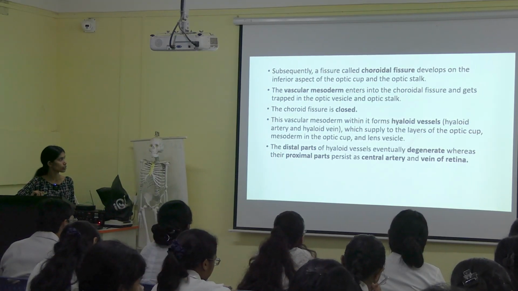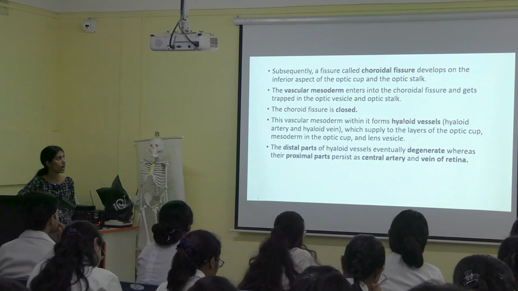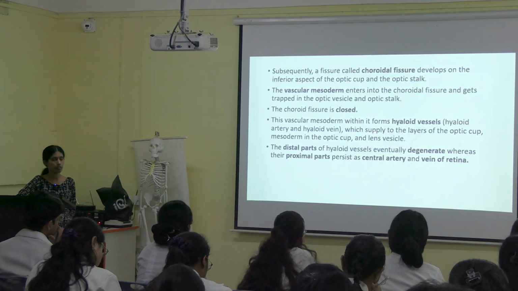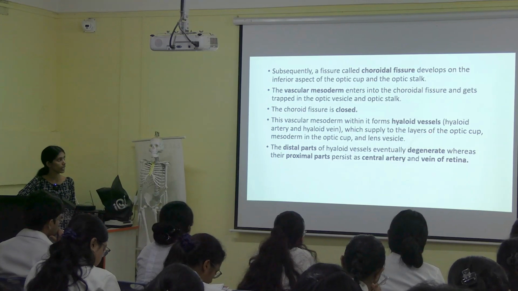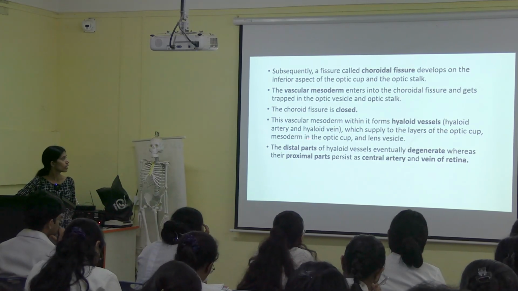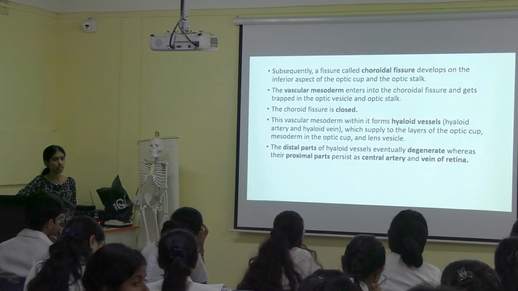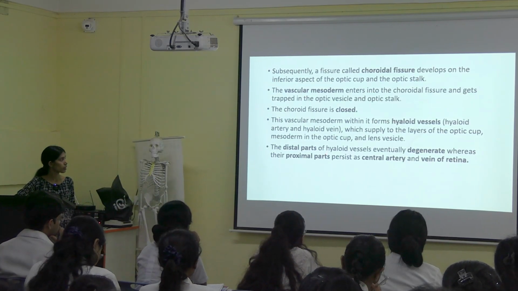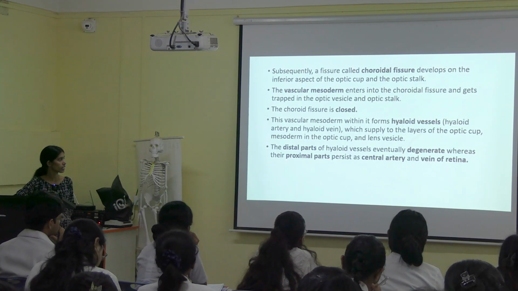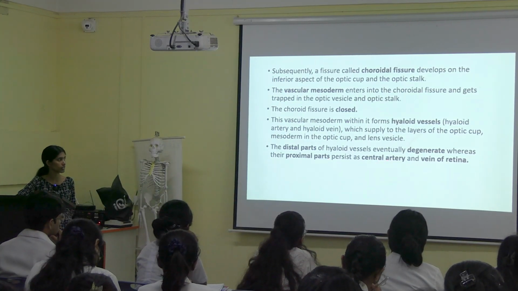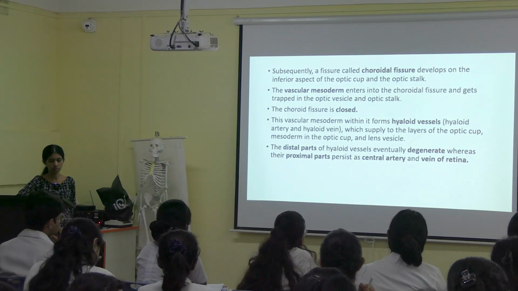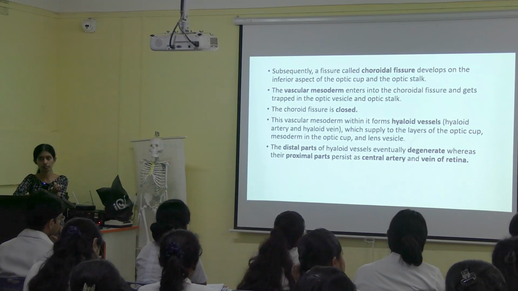This vascular mesoderm forms the hyaloid vessels, that is the hyaloid artery and hyaloid vein, which supply the layers of the optic cup, the mesoderm of the optic cup, and also your developing lens vesicle. The distal part of the hyaloid vessels eventually degenerates, whereas their proximal part persists as the central artery and also the vein of the retina. So what have you understood?